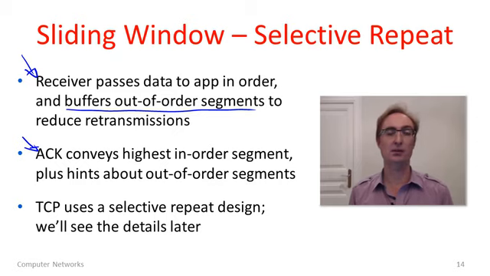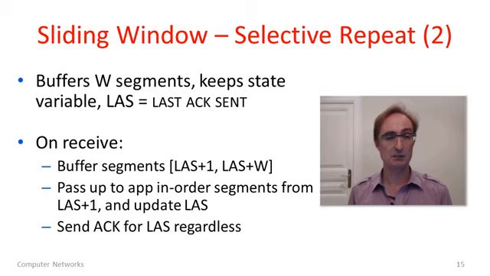This is going to allow the sender to do a better job by understanding what packets or segments might have been lost. TCP actually uses a selective repeat design, and we'll see some of the details later on when we get to TCP. But let me say a little more about selective repeat at the receiver yet. I haven't really said how it works.